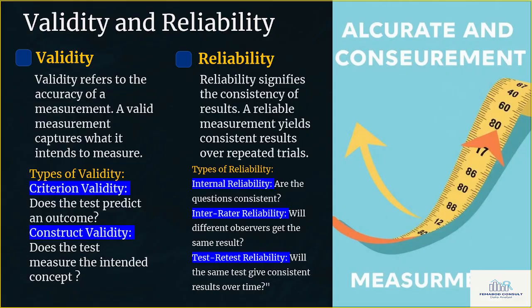And we have two types of validity. We have the criterion validity. It asks the question, does the test predict an outcome? We also have construct validity. The question it asks is, does the test measure the intended concept? You want to measure mass, but then you are getting a value for volume. Will you be able to use volume to get the mass? Is it mass you want to measure or volume you want to measure? Is it intended for that? Now you want your test to predict an outcome. So is it going to actually predict the outcome that you are expecting?